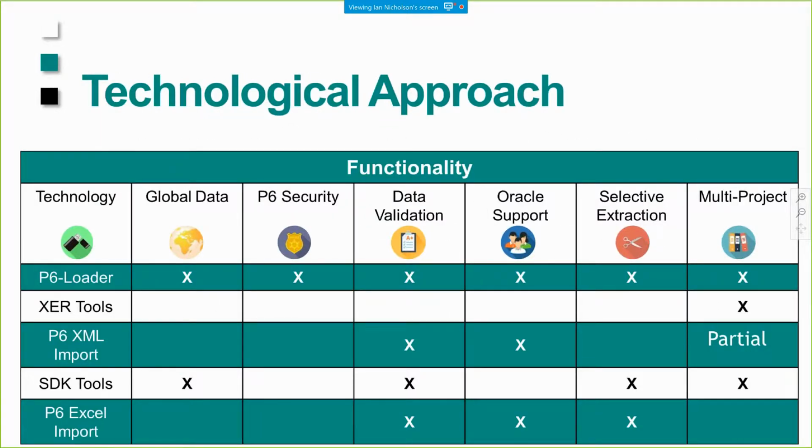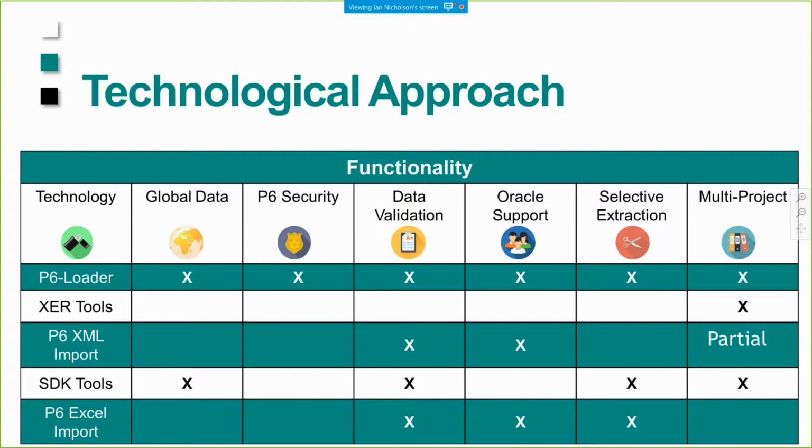Now there's a lot of different things that you can use to get information in and out of Primavera. There's a few of them on the screen here, or I think I've covered all of them on the screen here. So really what we're concerned with is we want to be able to move global data in and out of Primavera. We want to be able to move security like OBS, EPS, users in and out. We want to make sure that our data, when it moves in and out, is being validated. We want to make sure that if something goes wrong, Oracle will support it. We want to be able to extract only certain information, not everything, and we want to be able to extract multiple project information. So P6-Loader does all of these things, and let me just talk about what I mean.